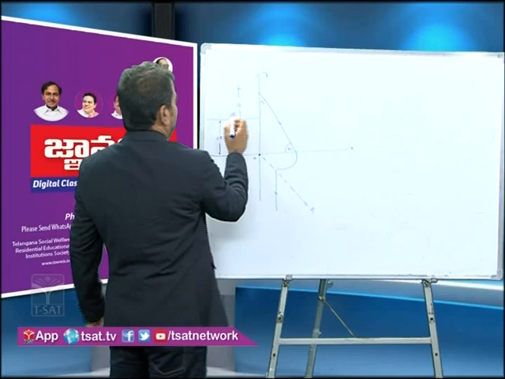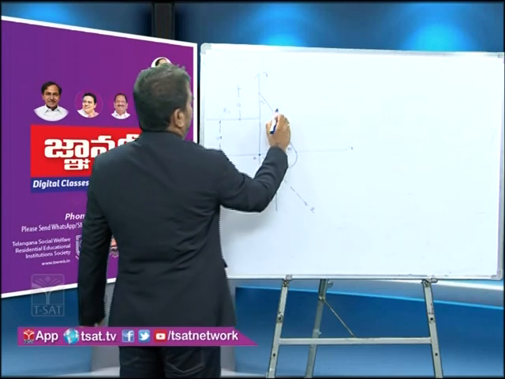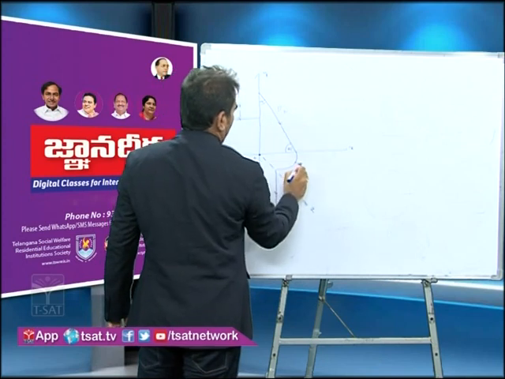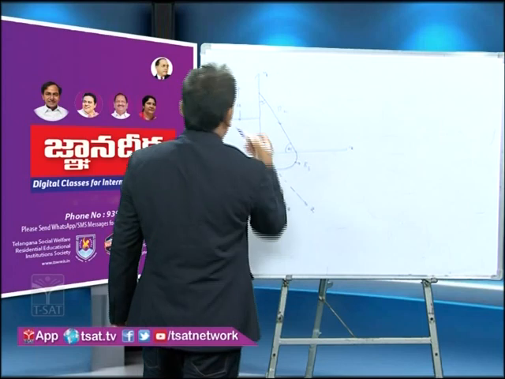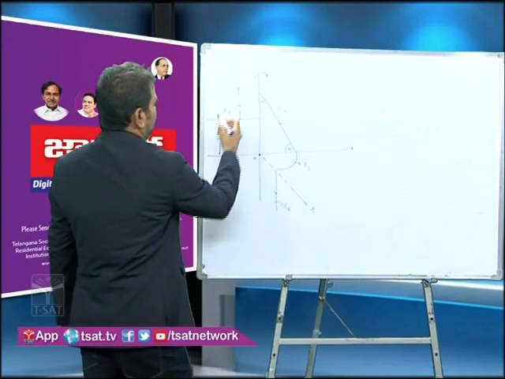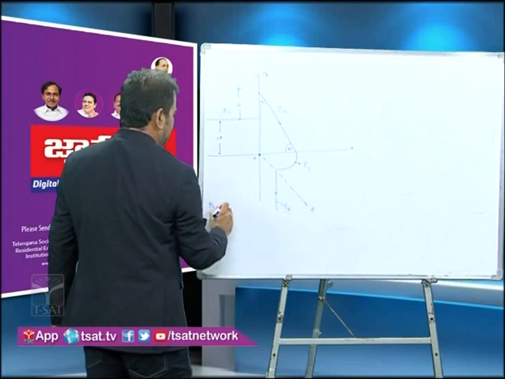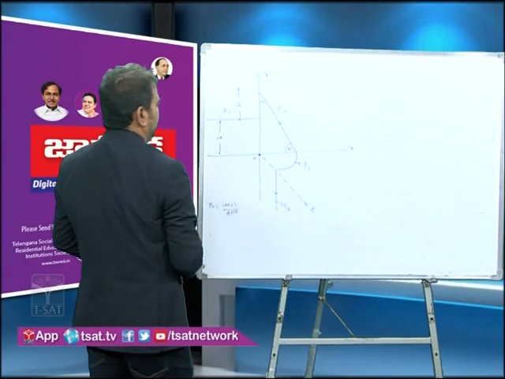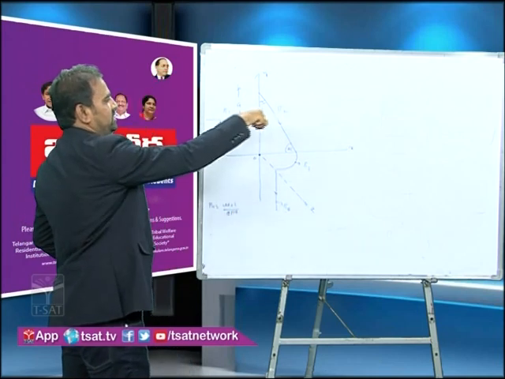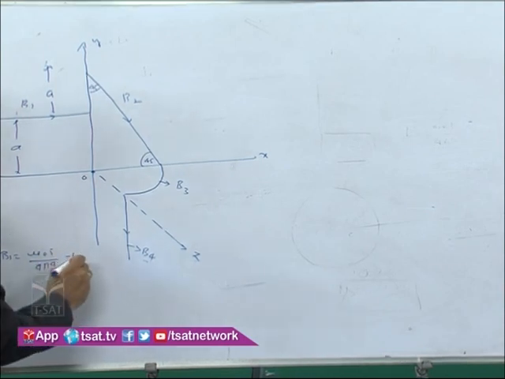Due to this conductor, the magnetic field induction at O is B1. Due to this conductor it is B2, due to this conductor it is B3, and due to this conductor it is B4. B1, the magnetic field induction at O, is given by B1 is equal to mu naught I upon 4 pi A, dl cross r. The direction of the magnetic field is into the page, that means negative z axis, that is minus k.